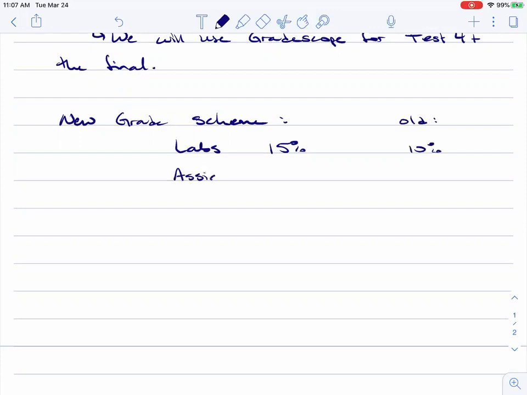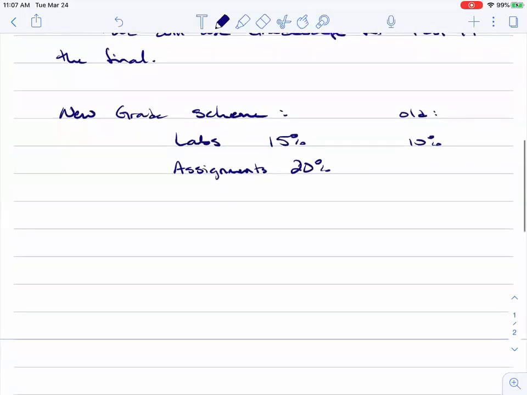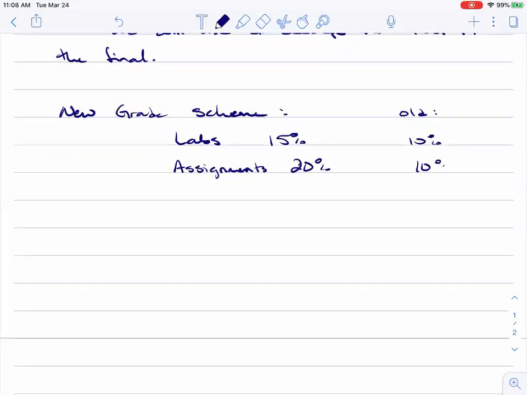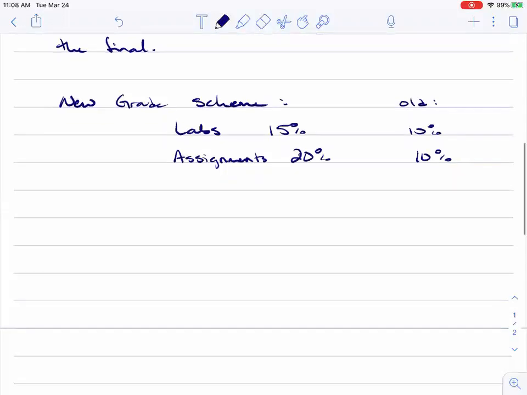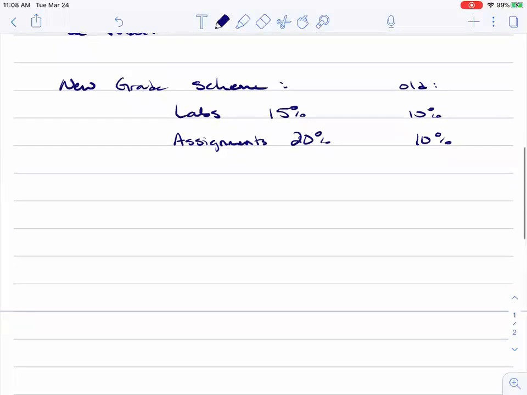Assignments in the new grade scheme are 20%. And so I'll talk about those assignments later because they used to be 10%. And then the tests are still 40%, which was always the case, right? But now the final is worth 25% instead of 40%.